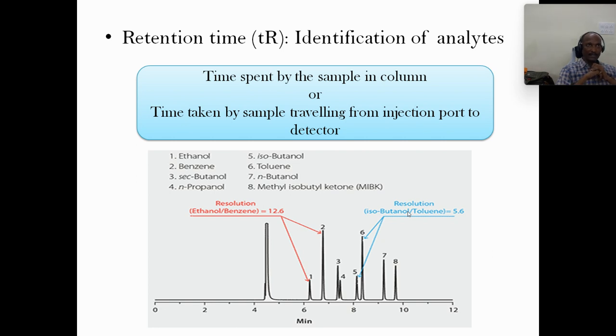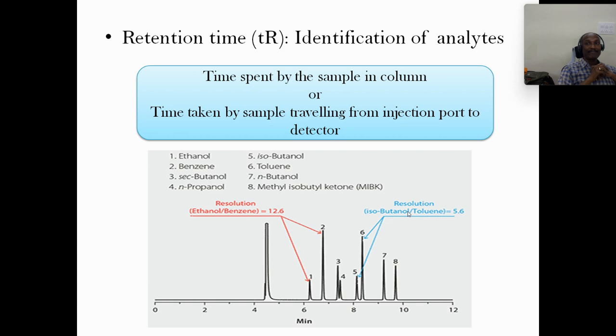It is popularly called TR, and sometimes it can also be considered as RT. Retention time means the time spent by the sample in the column, that is, how much time the sample is retained in the column. That is considered as retention time.